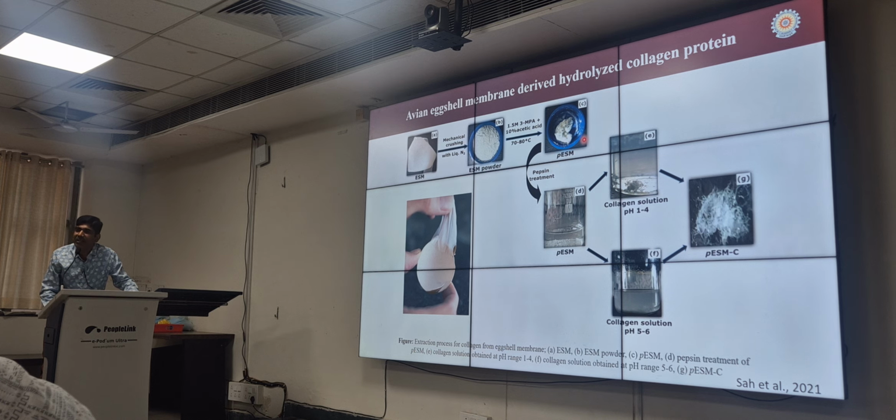We have to go for hydrolysis, right? For the hydrolysis, there could be many methods. Out of that, one very common method is the enzymatic method, which we have already done. That could be used for the partially hydrolyzed XL membrane that we are making, and in that part we can go for further applications.